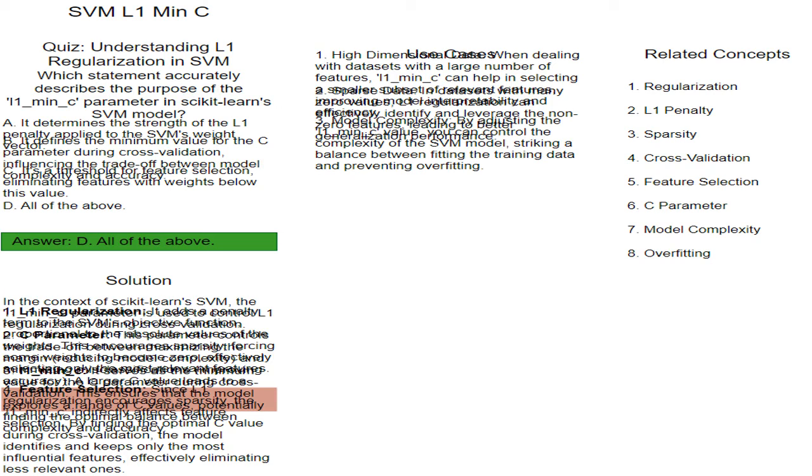During cross-validation, the L1 MINC sets the lower bound for the range of C values that the model explores. This helps in identifying the C value that results in the best performance on the validation sets. It serves as the minimum value for the C parameter during cross-validation. This ensures that the model explores a range of C values, potentially finding the optimal balance between complexity and accuracy.